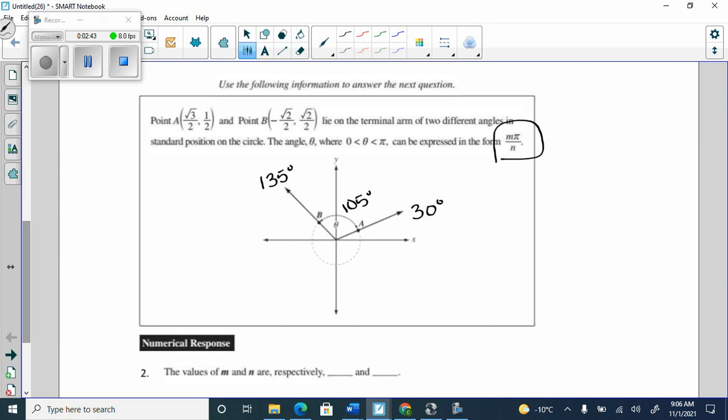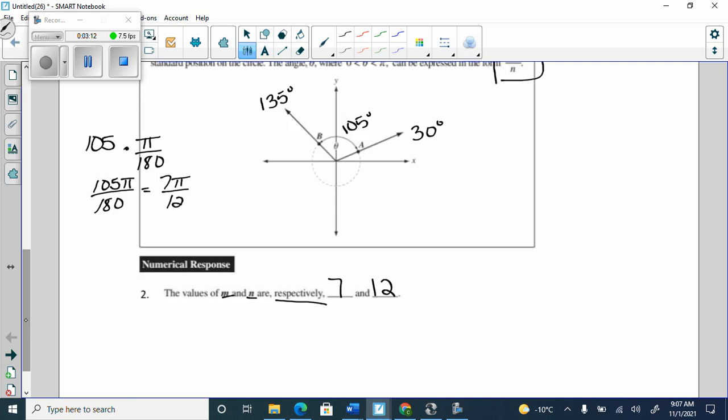Now if you subtract 30 from 135, you get 105, which is great, except they wanted it expressed in radians, so we'd have to go 105 degrees to radians, pi on top. So we get 105 pi over 180, which reduces to? Now it says m, n, respectively. So 7, 1, 2 is how it would have to be. If you did 1, 2, 7, you would not get it, because it says respectively. So it has to be in the order m, then n. 7, 1, 2.